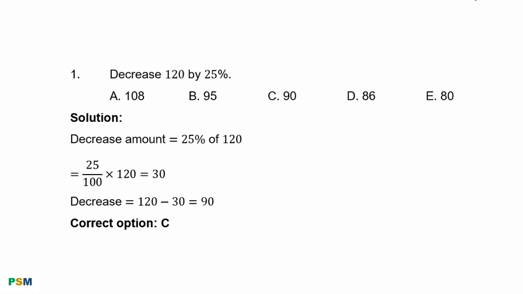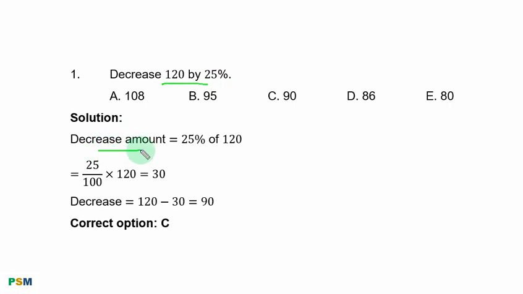Question 1. Decrease 120 by 25%. Solution. To do this, you simply find 25% of 120. That is the decrease amount.